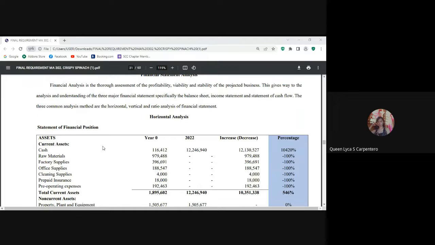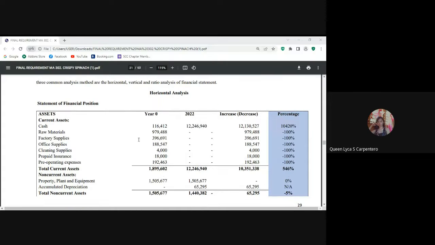2026, the year 2022, they have 12,246,940. So increase and decrease niya kay gi-minus ang year 0 and year 2022. Ang percentage niya kay nakuha siya og 10,420 percentage.